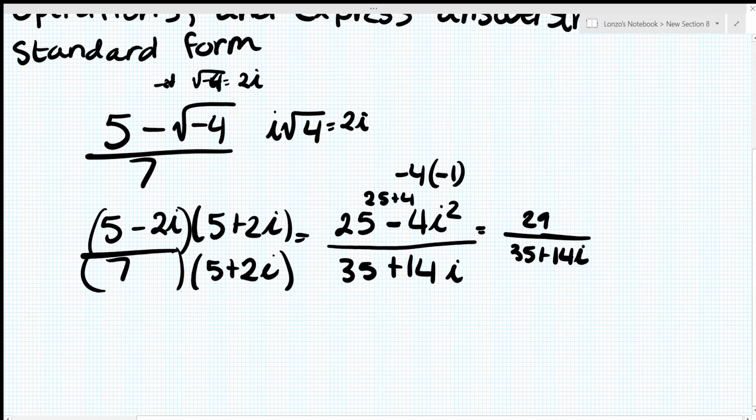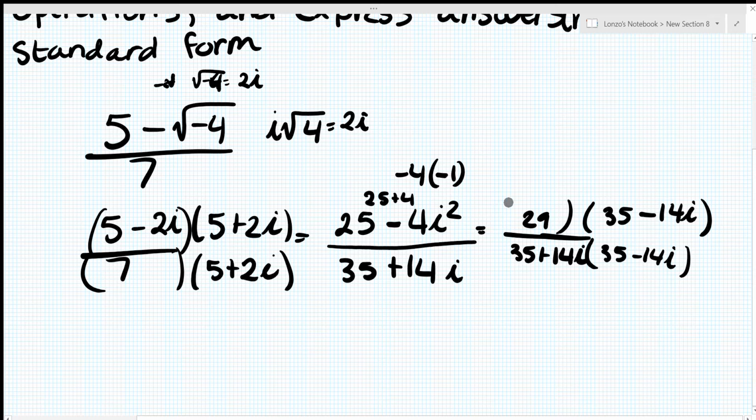Now, this is the part where you have to take the conjugate again. So our conjugate is going to be, and you multiply top and bottom, it's going to be 35 minus 14i, because it's the same thing as the denominator, but different sign. So times top and bottom by this, 35 minus 14i. Okay. So let's fix the numerator.